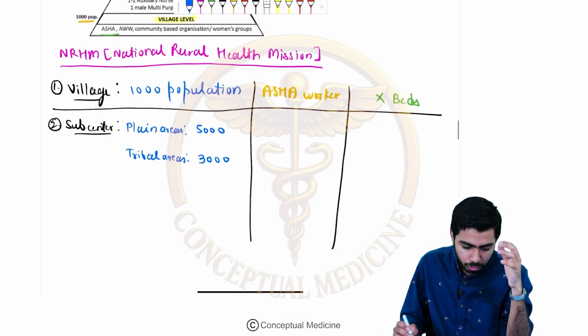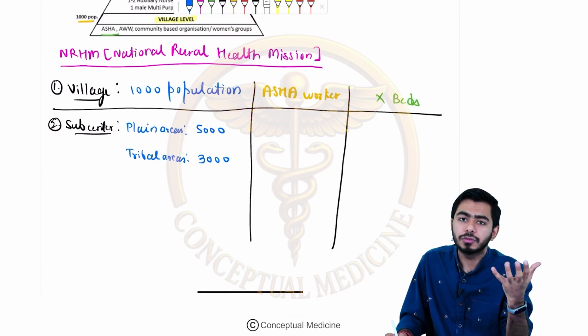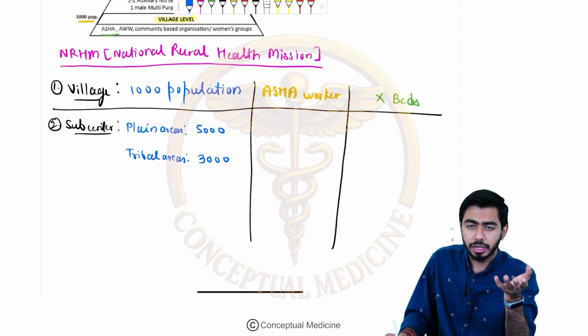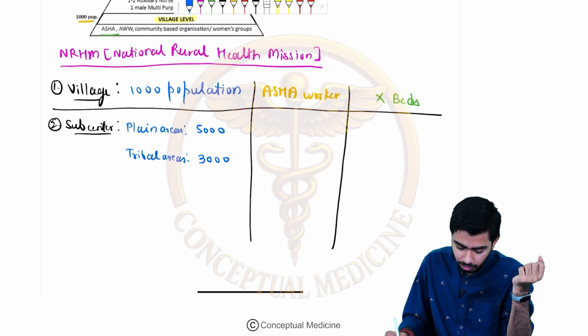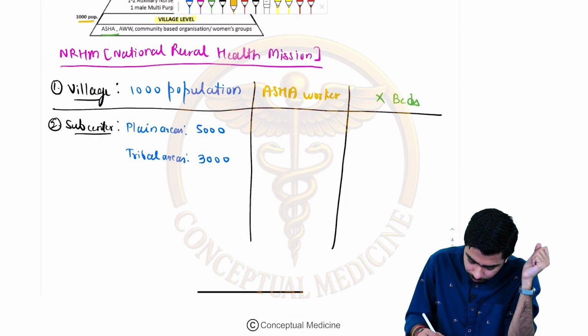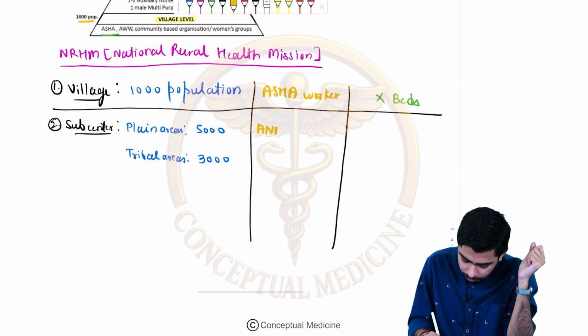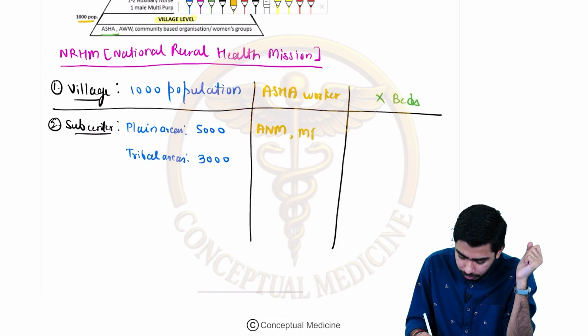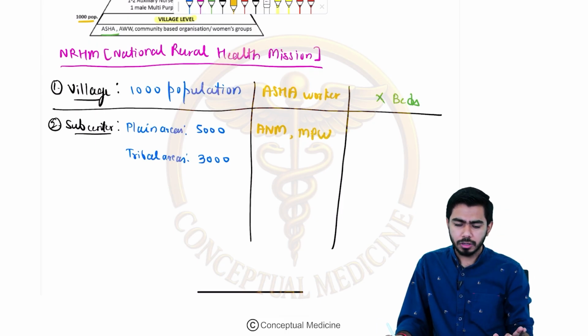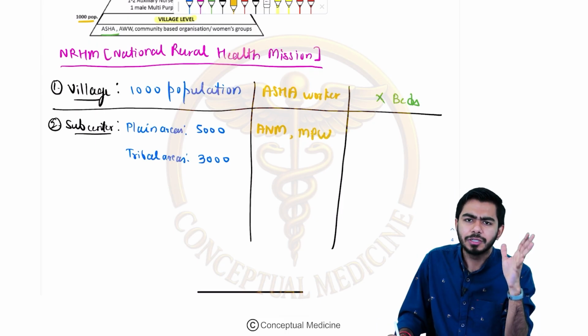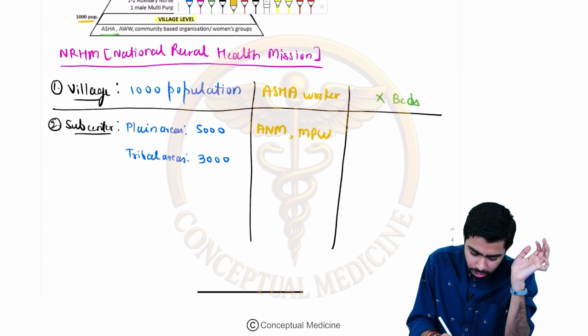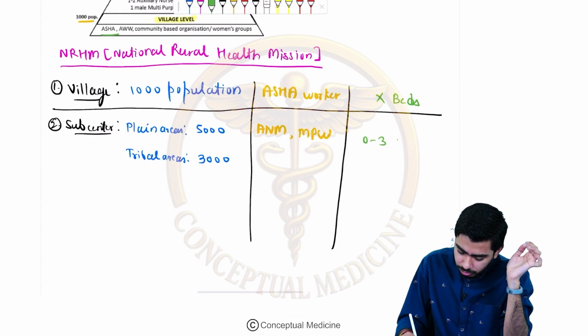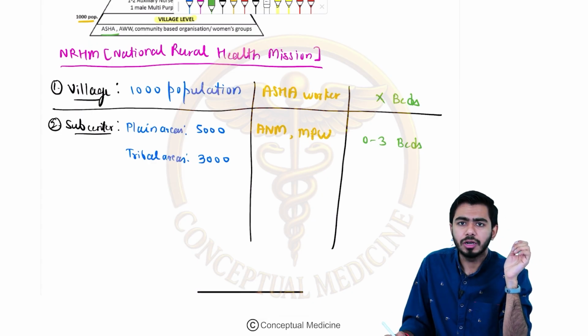Who is working there? The multi-purpose worker, MPW, and the ANM, auxiliary nurse midwife. So the ANM and the multi-purpose worker are working over there. How many beds are we talking about? 0 to 3 beds might be available at this particular level.